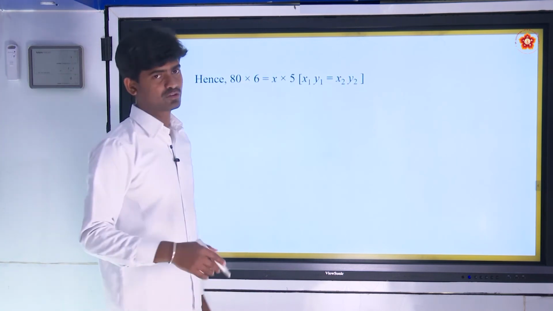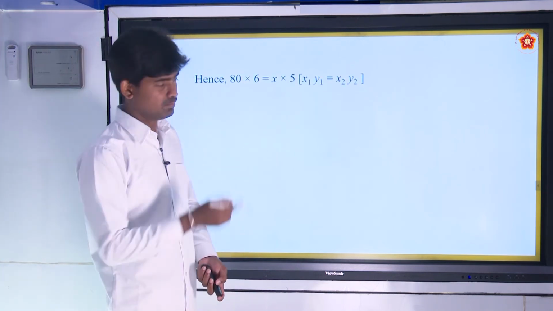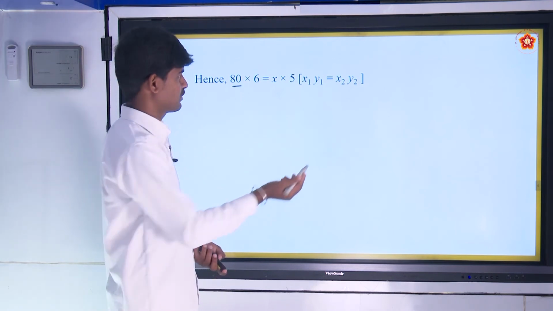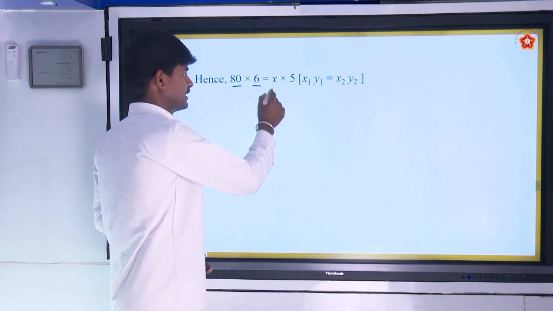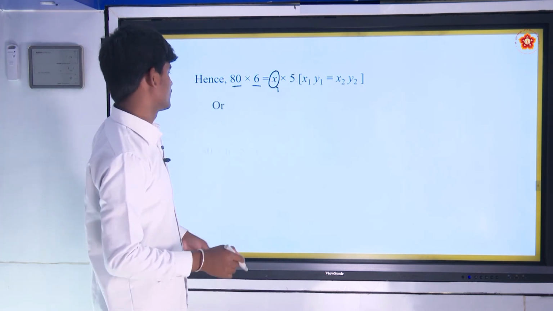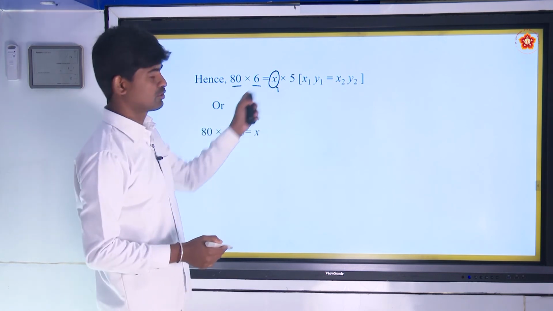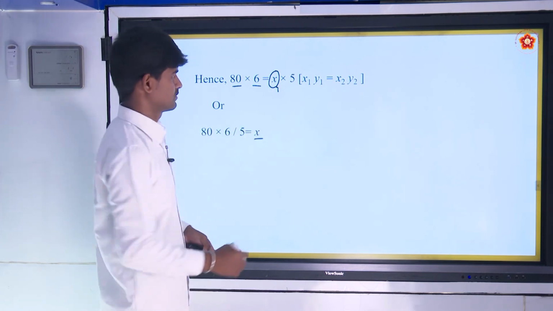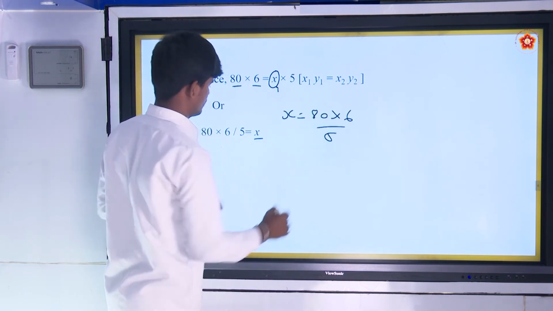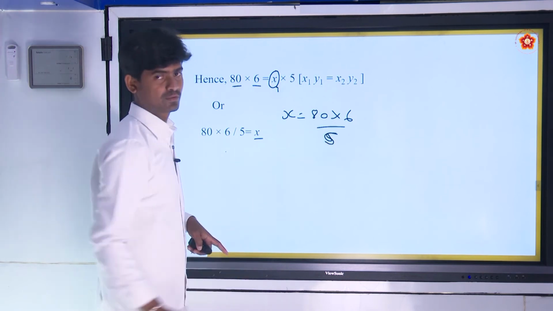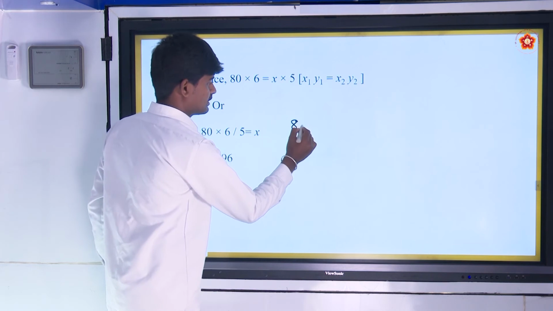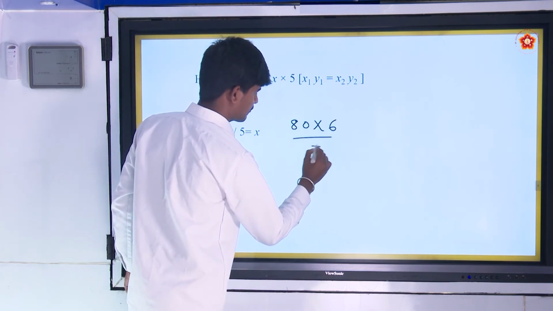Hence we already know the formula x1 y1 is equal to x2 y2. Here x1 is 80 minutes, y1 is 6 pipes, and we don't know this value, into 5. Cross multiply: 80 into 6 divided by 5 is equal to x. That is, x is equal to 80 into 6 divided by 5.